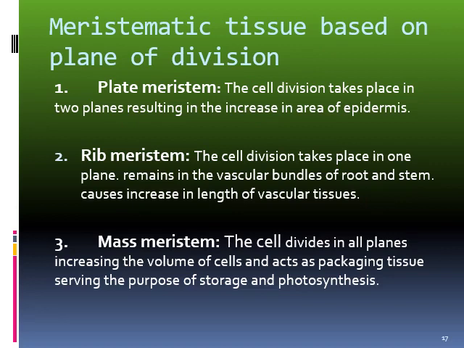In the last we have the meristematic tissues that are based on the plane of division. So here we have three types. Firstly we have mass meristem. Mass meristem grows by dividing in all planes. So by this it increases the volume of cells, and it remains present in the endosperm, cortex, pith, helps in the formation of embryo, acts as packaging tissue, serving the purpose of storage and photosynthesis also.